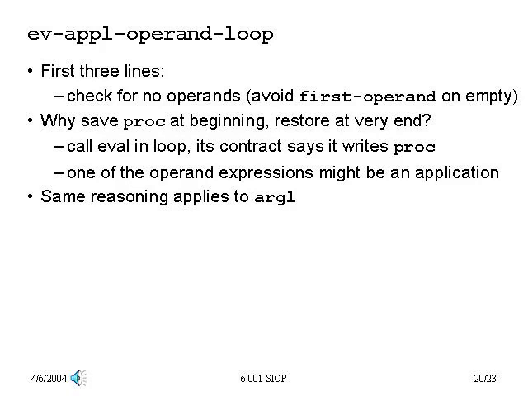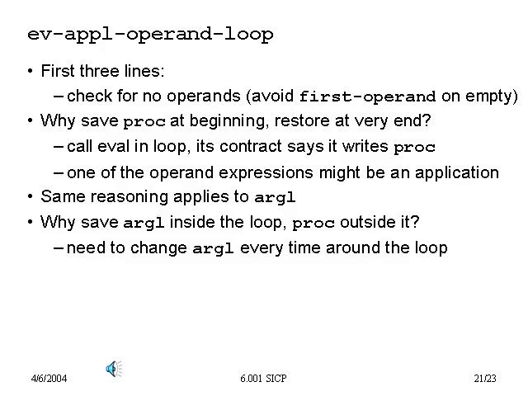Now, why did we save proc way back at the beginning and restore it at the very end? Why not just have it hang around? Well, we know inside the loop we're going to call eval. And its contract says it writes proc, or it may write proc. In fact, one of the operand expressions might be an application, in which case we're going to need proc there. So we need to save it away in order to make things available for use for other kinds of sub-expressions. Same reasoning applies for argl. We've got to save it away and restore it because we don't know that one of the sub-expressions might be, in fact, an application that will need to reuse it as well. So that contract for eval is helping us decide what things we have to save away.